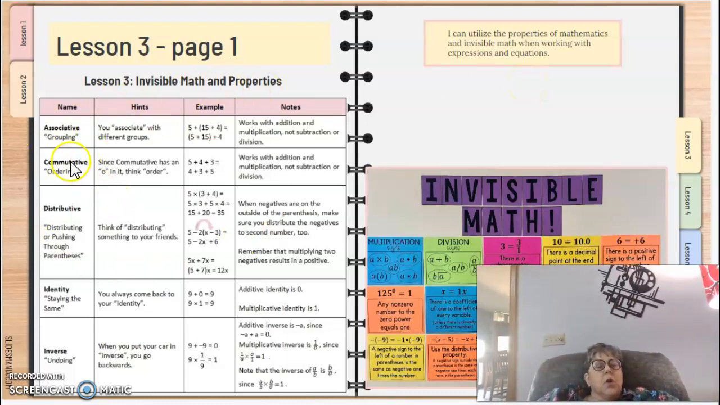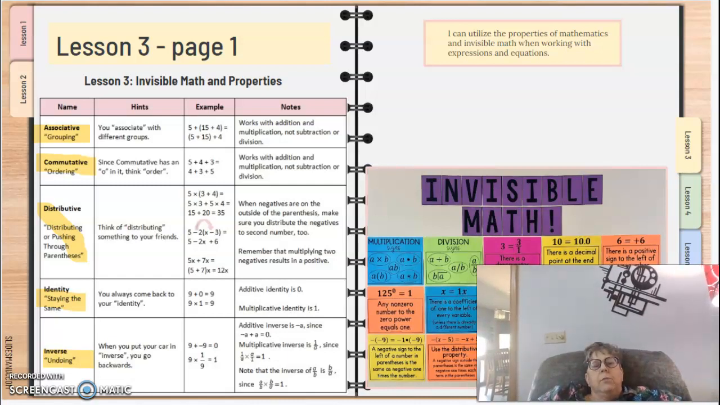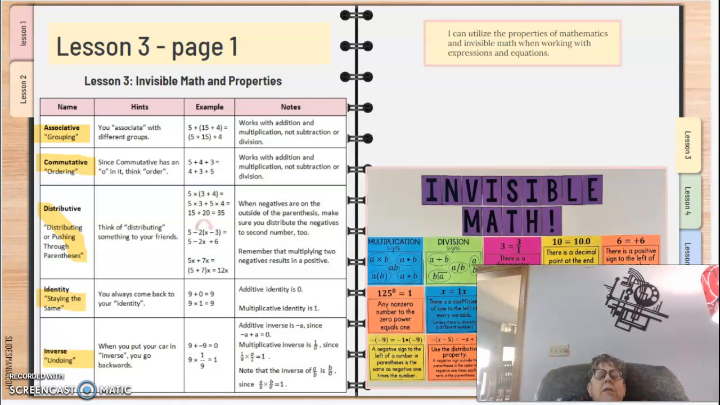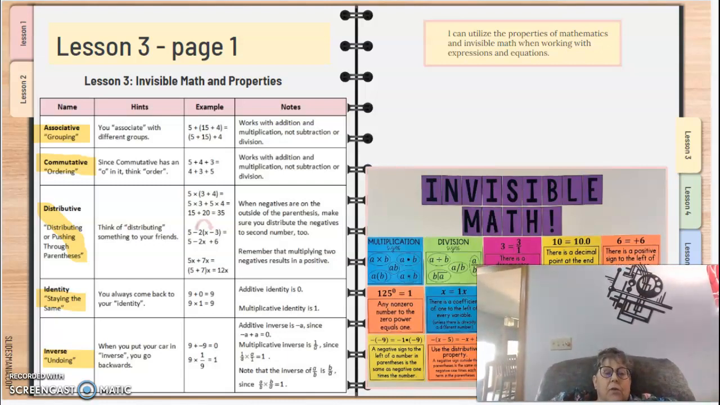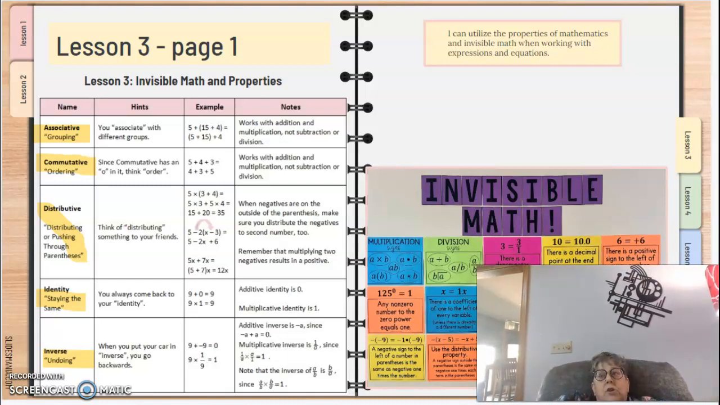Now, if you see in the first chart here, it has basically the properties that you've learned in earlier years. So if we look, we've got the associative property, the commutative property, the distributive property, the identity property, and the inverse property. We're going to walk through these very quickly because more than anything, looking at problems, using your noticing will help you practice identifying these more than me simply reading the directions and definitions to you.